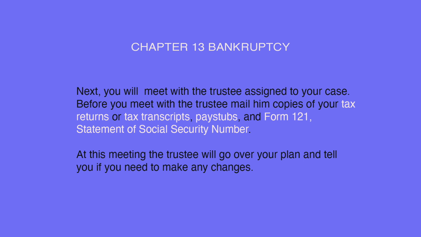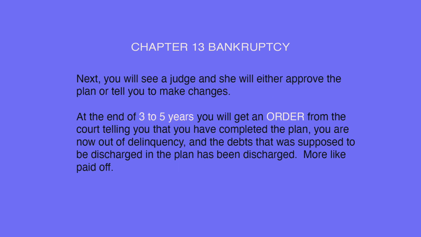At this meeting, the trustee will go over your plan and tell you if you need to make any changes. Next, you will see a judge, and she will either approve the plan or tell you to make changes. At the end of 3 to 5 years, you will get an order from the court telling you that you have completed the plan. You are now out of delinquency, and the debts that were supposed to be discharged in the plan have been discharged. More like paid off.